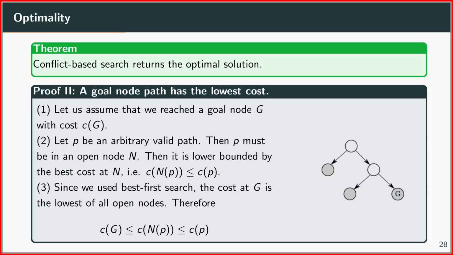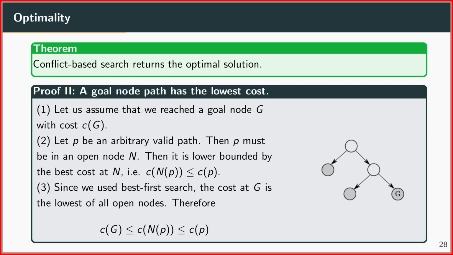So this is the first part, and the second part is that we want to show that the goal node which we have reached now has actually the lowest cost of all possible paths which we could reach. For that, we first assume that we reached our goal node and we have a cost of C of G. Then the second step is that we take an arbitrary path, which is valid, which we call P. And then we know that P must be in an open node N because of the first part, because it's valid. And then it is also lower bounded by the best cost at this node, which we call C of N of P.